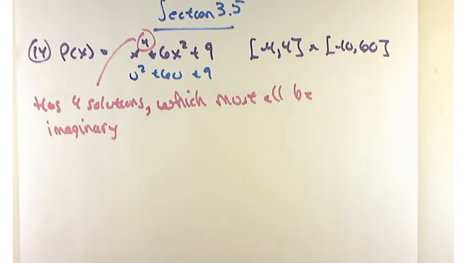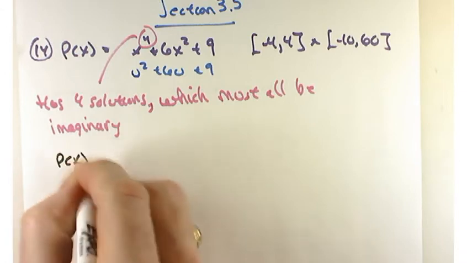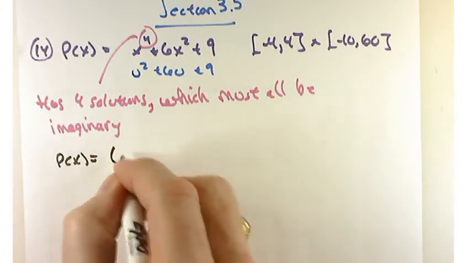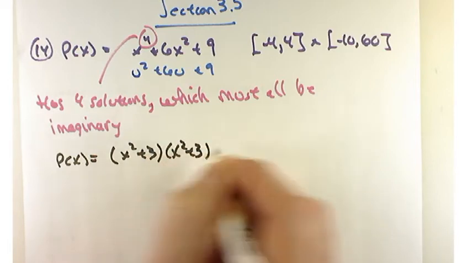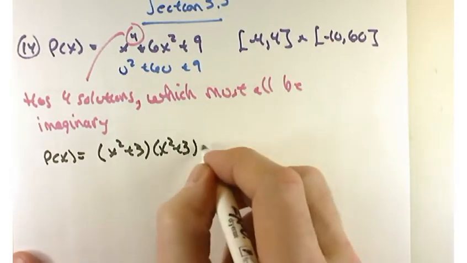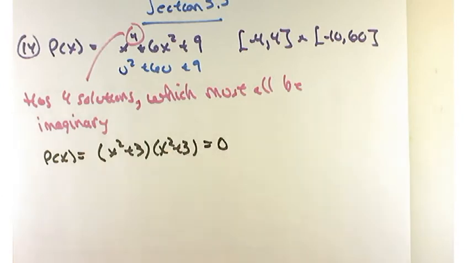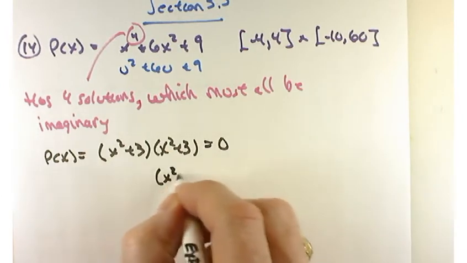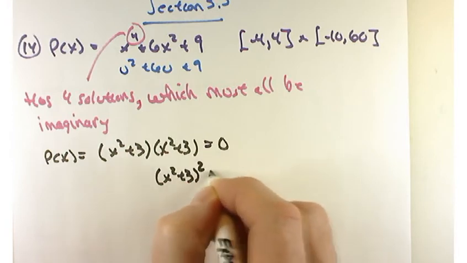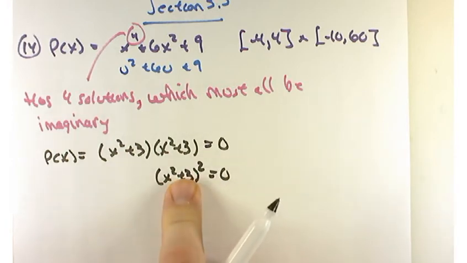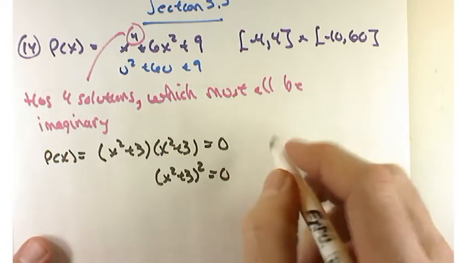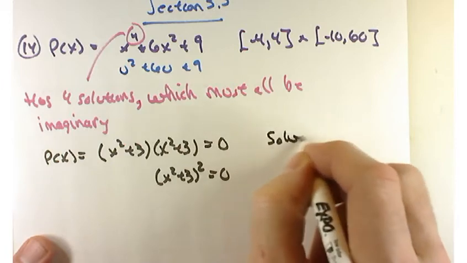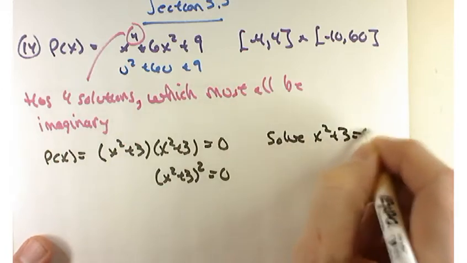So I can rewrite that one as p of x equals x squared plus 3 times x squared plus 3, like that. And I want to know where this actually equals 0. Now, it might be more convenient to write it as x squared plus 3 squared, and that's fine too. We need to find out where x squared plus 3 equals 0. So let's solve x squared plus 3 equals 0.